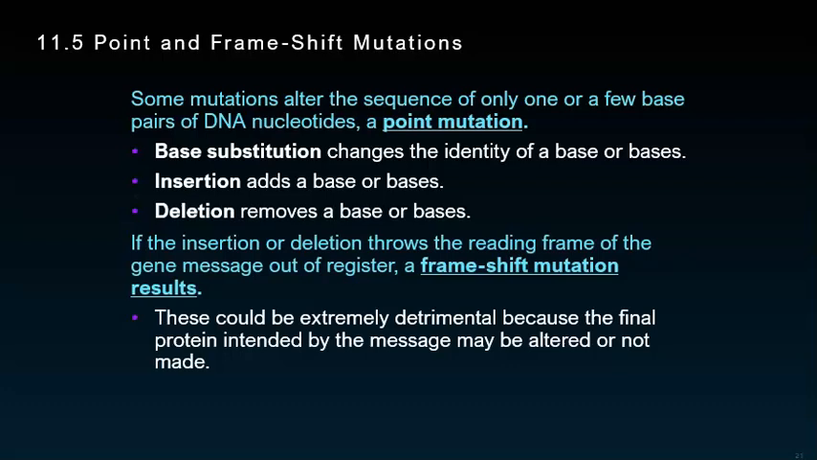Some mutations alter the sequence of one or a few pairs of DNA nucleotides, and these are point mutations. If we're just zooming in on a single point where a mutation has occurred, that's a point mutation. We've got three different kinds of point mutations. We have base substitution, which just changes the identity of a base. Basically, the wrong thing got put in. Or we have insertion, which adds a base that's not needed, or deletion, which removes a base that is needed. If any of those happen, we have a point mutation.